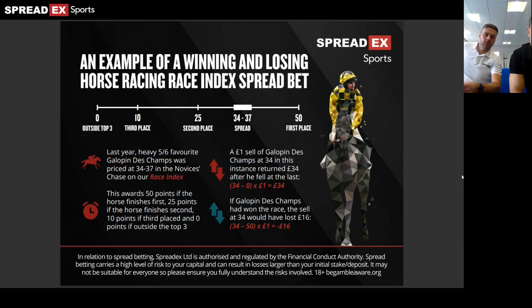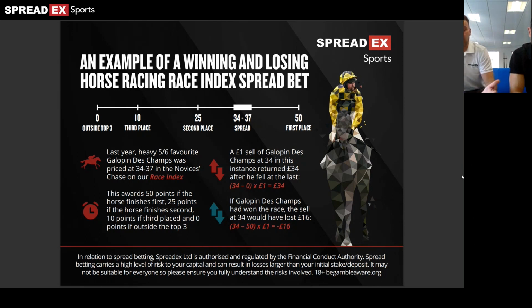Right, this was actually a race from last year at Cheltenham. It was the Turner's Novice Chase. We had Galopin de Champ, who was the 5 to 6 favourite with the fixed odds bookies, or in the fixed odds market rather. And with Spreadex, it was 34 to 37 on our race index. So how that race index works is the horse that wins the race receives 50 points, horse that comes second 25, 10 points for third, and then 0 points if outside the top 3.